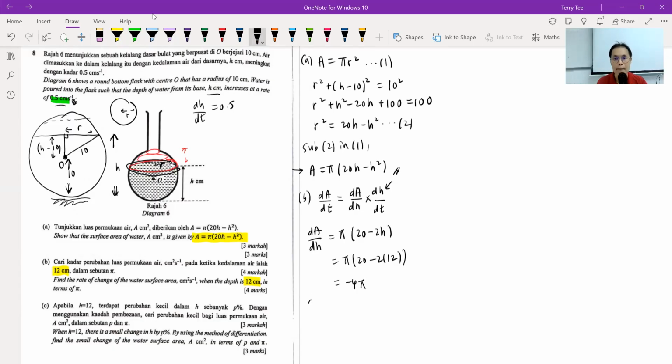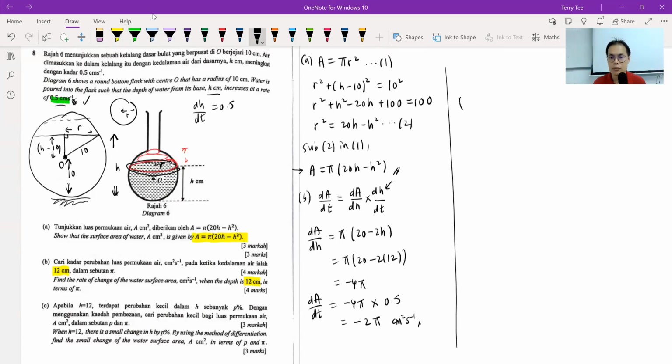My dA/dt is therefore dA/dh, which is negative 4 pi, multiplied with dh/dt, 0.5, answer negative 2 pi. If you want to write the unit, it'll be cm squared per second because the unit earlier given is per second. But if you don't write the unit, it's fine. I just leave it like this. Just write negative 2 pi. You're supposed to give your answer in terms of pi, so don't change to decimal, leave it.